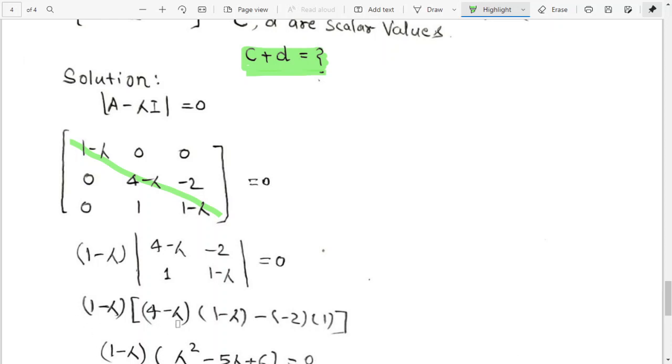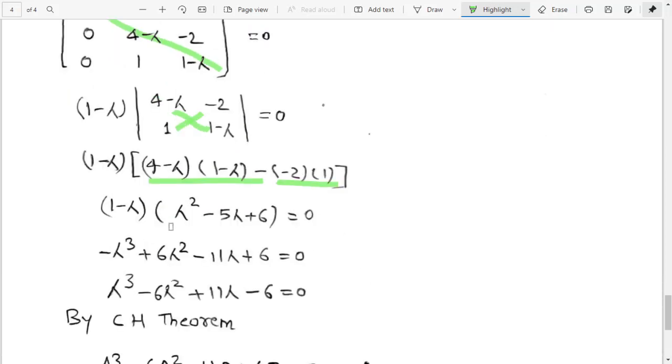So the characteristic equation is coming from the determinant of a minus lambda I. If you solve this, you will get the multiplication over here. I'll do exactly the same thing here as well. If you solve 1 minus lambda with respect to 4 minus lambda, 1 minus lambda, with the -2 and into 1, you will get lambda square minus 5 lambda plus 6, and after multiplying by 1 minus lambda you will get the characteristic equation: minus lambda cube plus 6 lambda square minus 11 lambda plus 6 equal to 0.